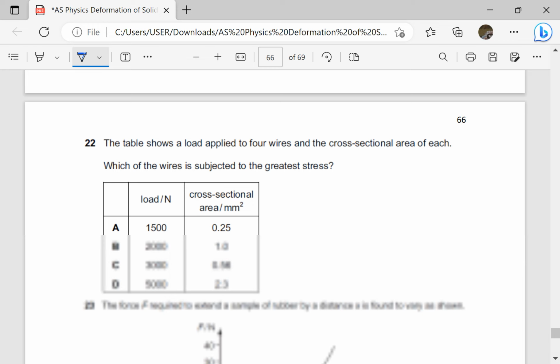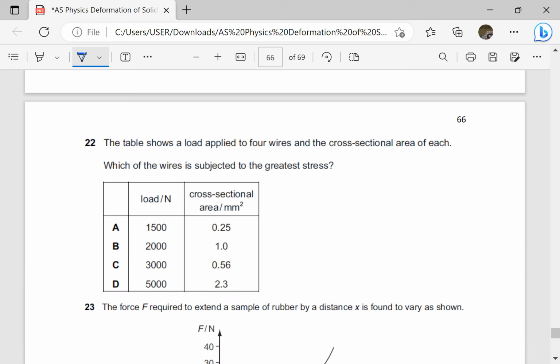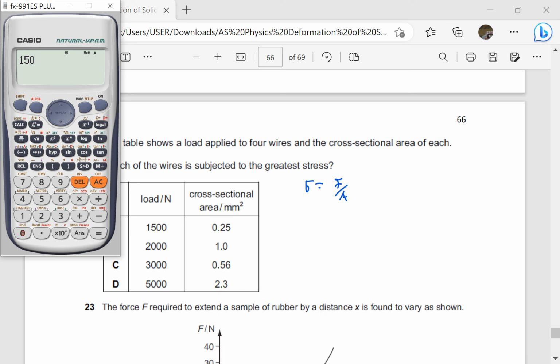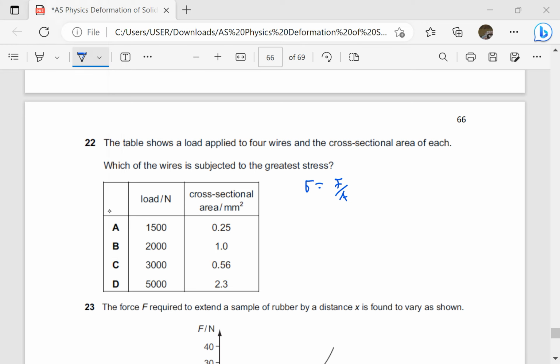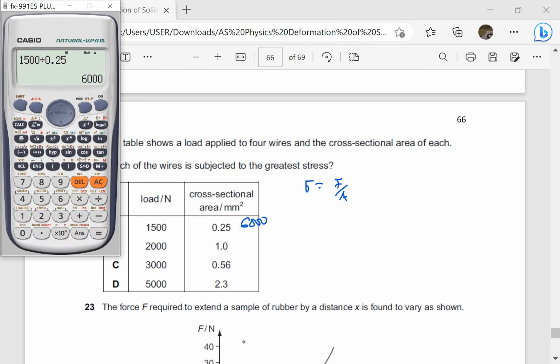The table shows a load applied to 4 wires and a cross-sectional area of each. Which of the wires is subject to the greatest stress? So we know that stress is equal to force over area. So just compute the force over cross-sectional area for each. I will not convert the area. I'll just say 1500 divided by 0.25, that is 6,000. Of course, this is 2,000.